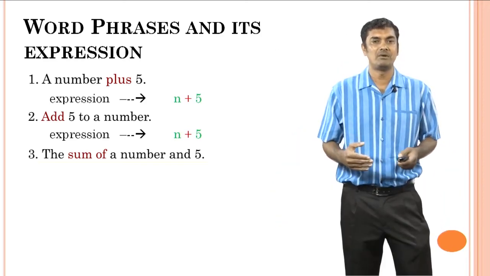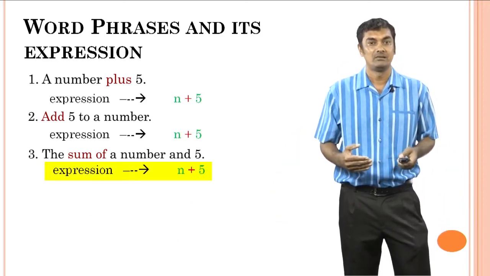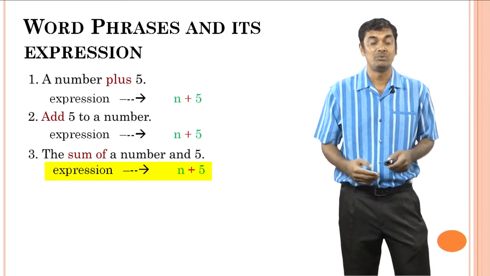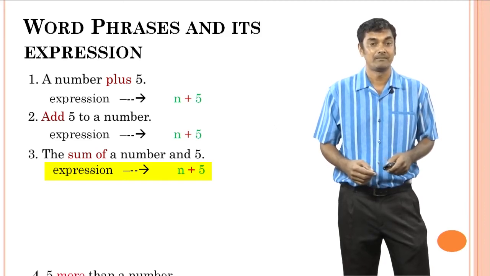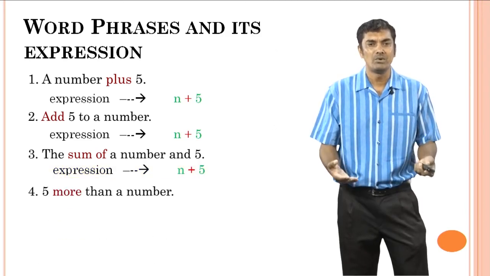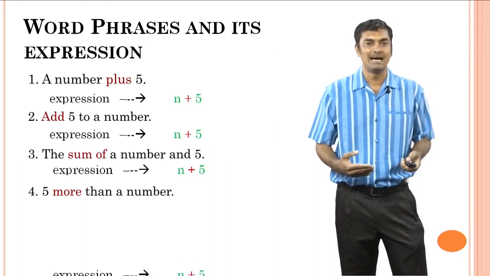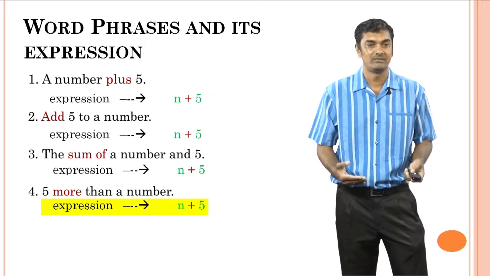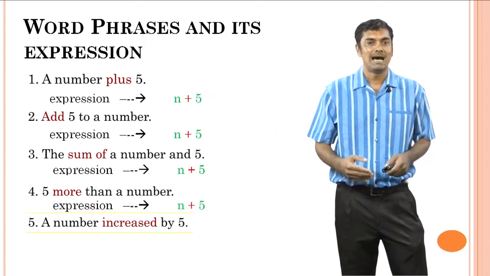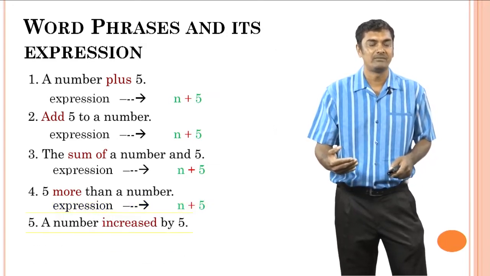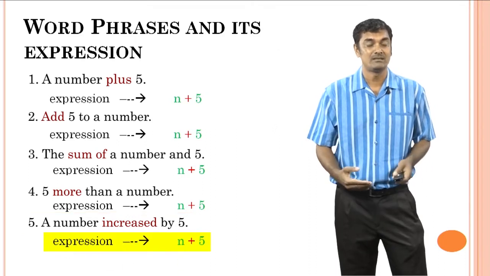What do we mean by a sum of a number and 5? It can be written as n plus 5. 5 more than a number, another key term. More means that number plus 5. Another way, a number increased by 5. It can be written, and should be written, as n plus 5.